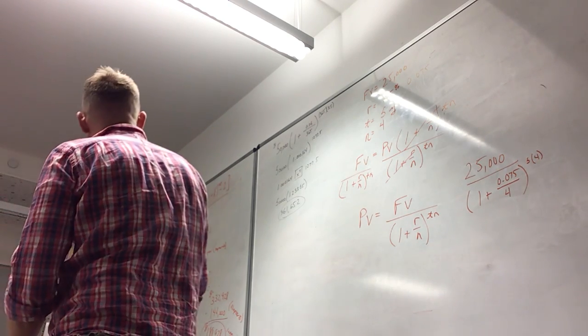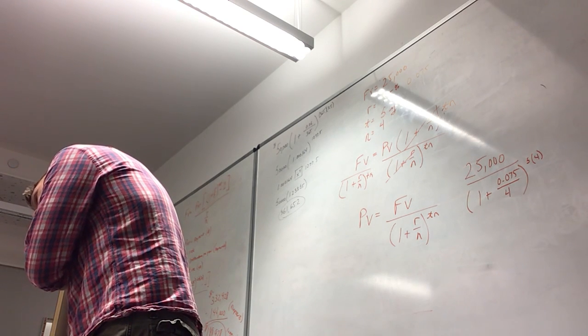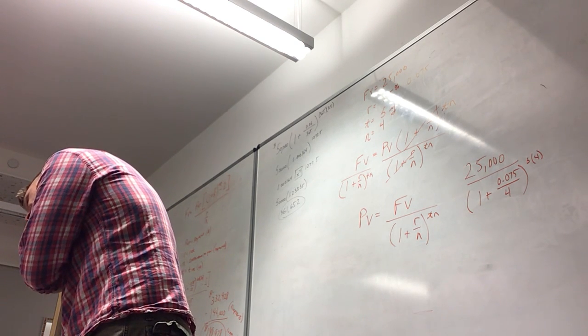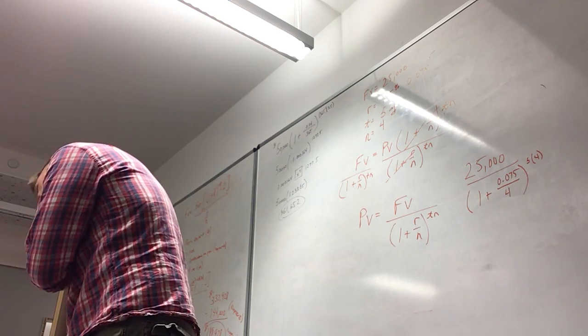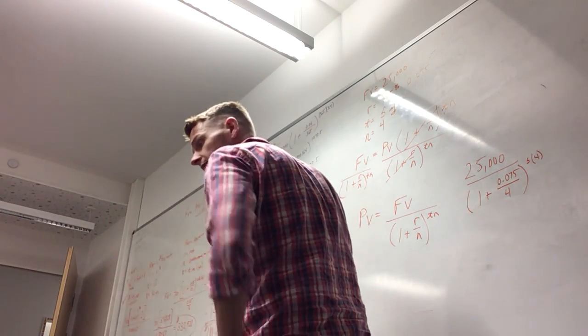So in this case, it'll ask you for future value, another future value. Do you guys want to run through another future value problem, or do you want to skip down to the payment one?